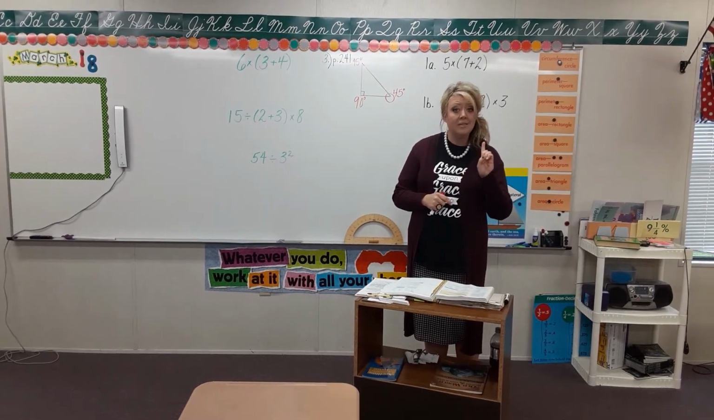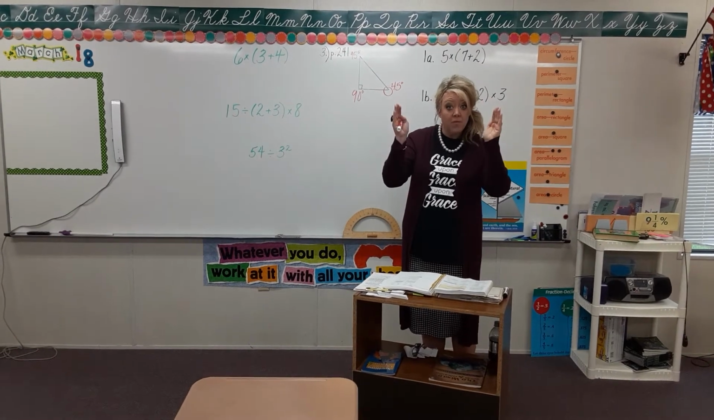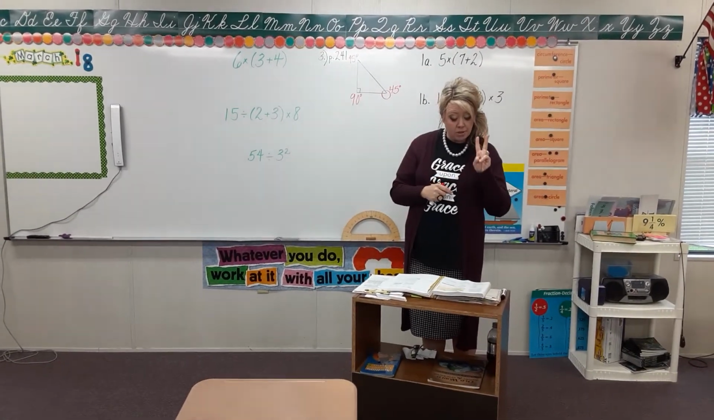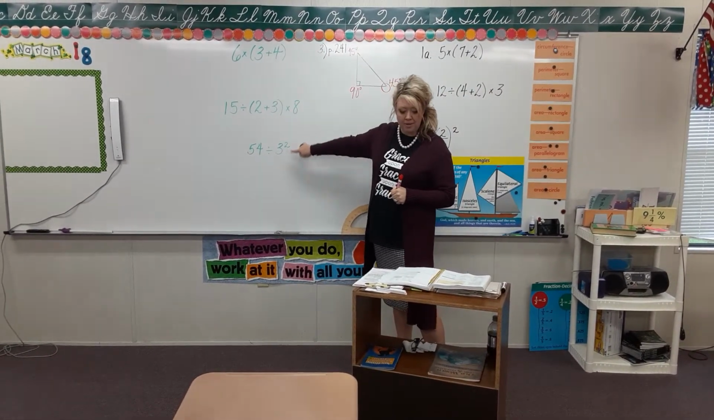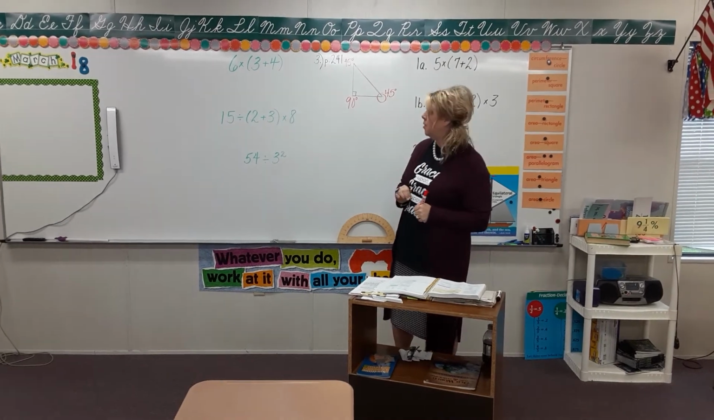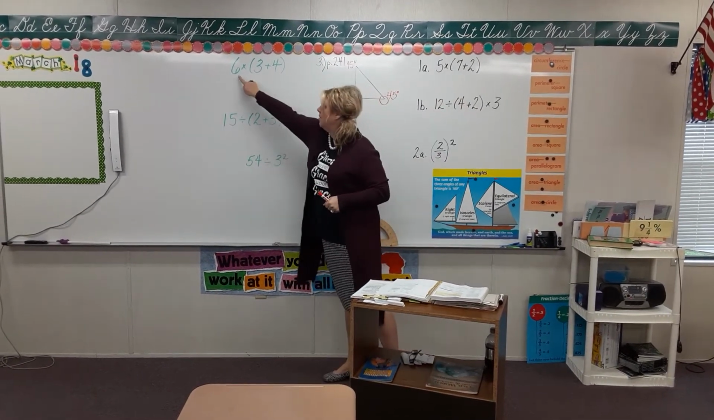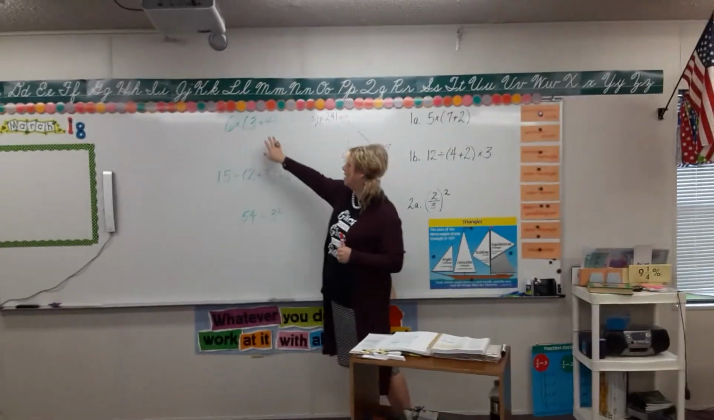Step number 1, simplify within parentheses first. Parentheses say, work me first, do me first. You always do that, even in algebra. Number 2, simplify powers. This would be powers where you have the exponent. Number 3, you multiply or divide from left to right, like you would read. Go from left to right. And then the final step is to add and subtract from left to right.